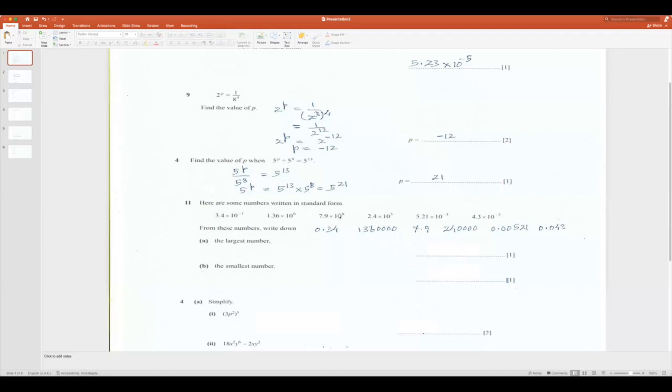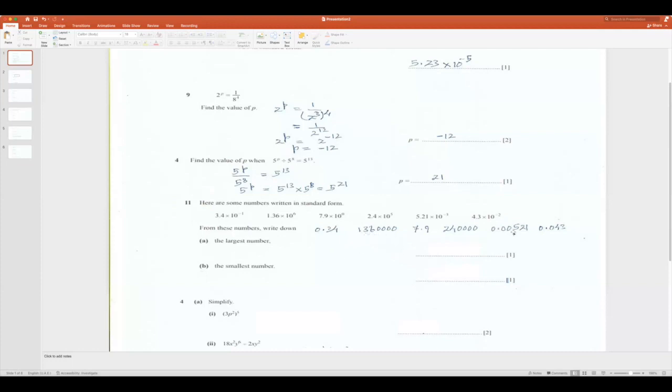7.9 into 10 to the power 0, means any number to the power 0 is 1. So this is 7.9 into 1, it is 7.9. Then 2.4 into 10 to the power 5. 1, 2, 3, 4, 5. Here 5.21 into 10 to the power minus 3. 1, 2, 3. 4.3 into 10 to the power minus 2. 1, 2. So these are the numbers. The largest number, this value. Yeah, this is the largest number.